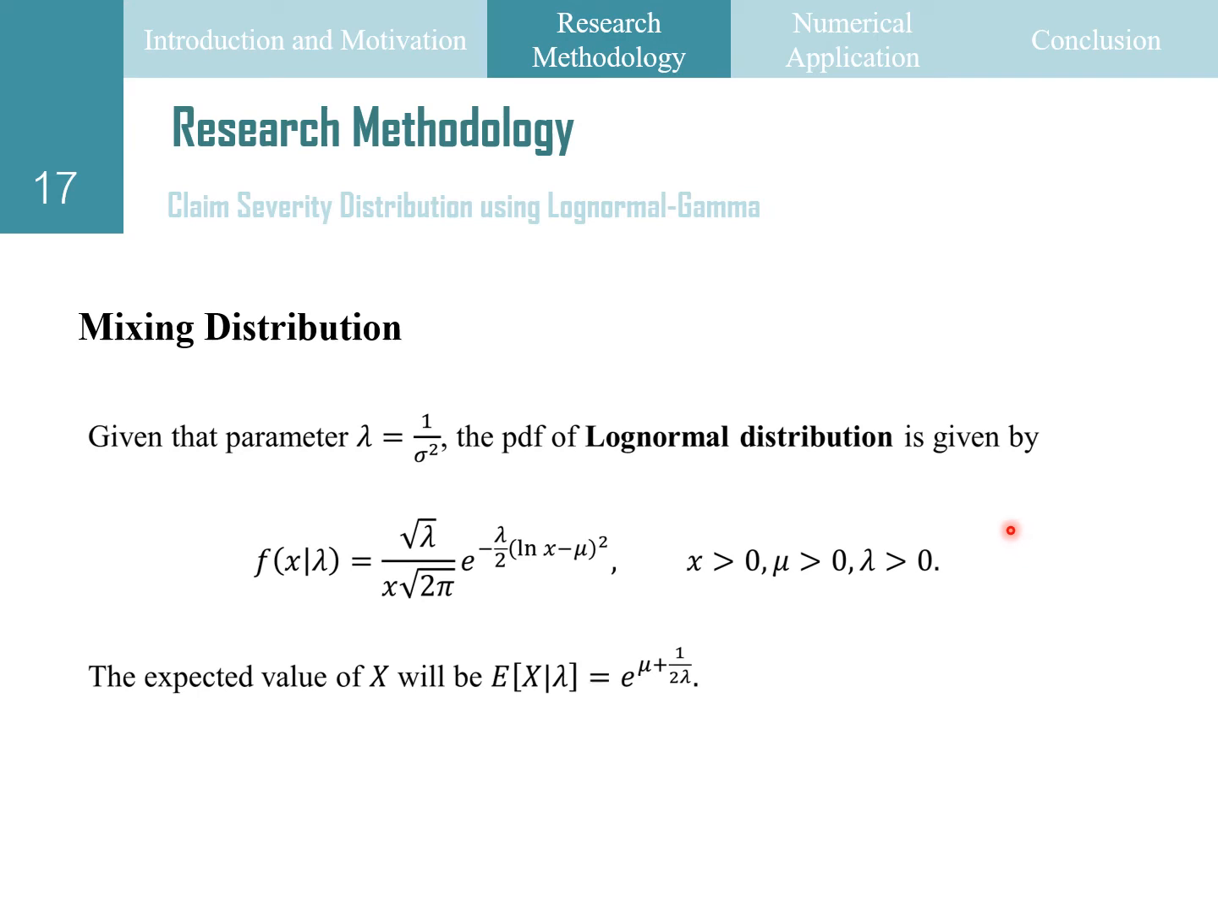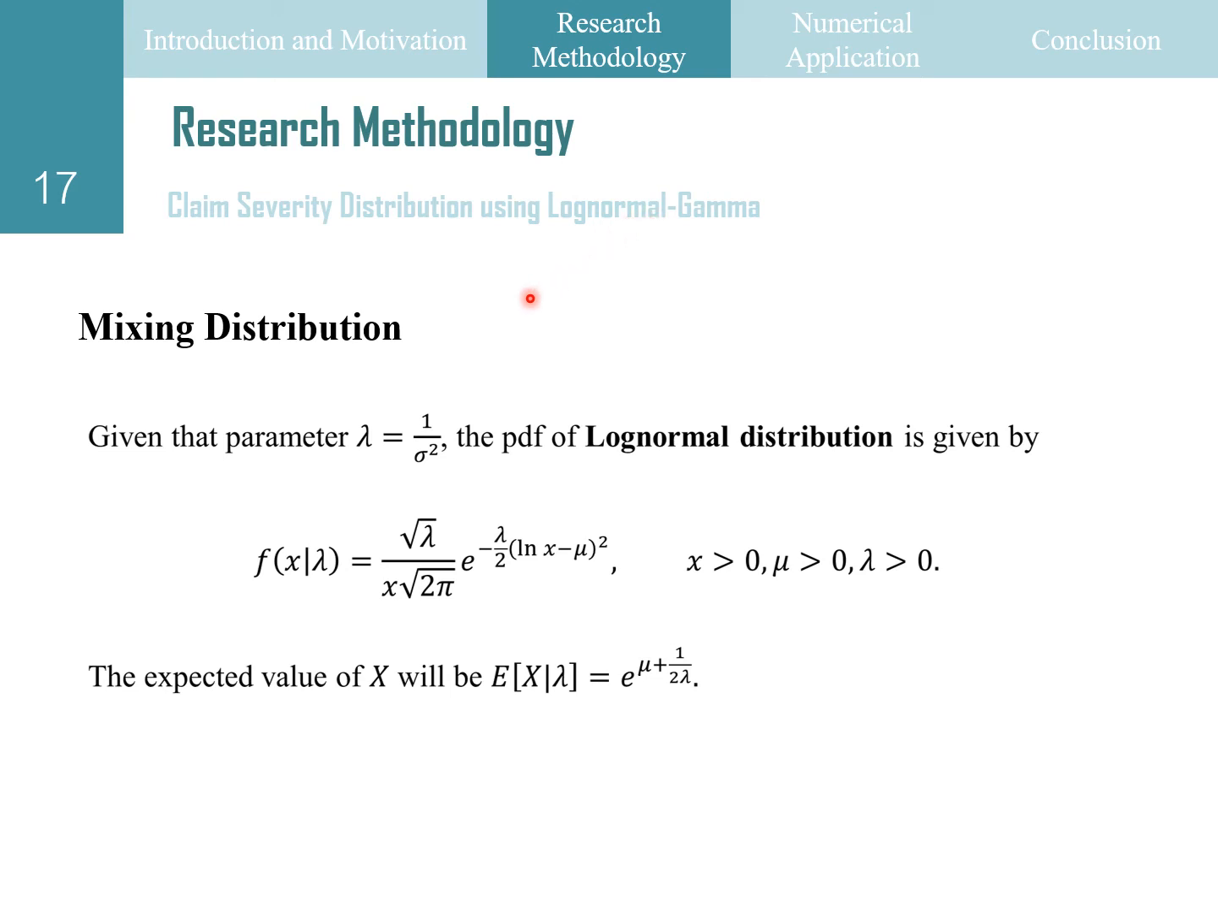Now I'm going to present the claim severity distribution using log-normal gamma. In an insurance portfolio, heavy-tailed distributions such as gamma, log-normal, Weibull, Pareto, and Burr are commonly used to model claim severity distribution. Since mixing these claim severity distributions with a prior distribution gives a thicker tail, the mixed claim severity distribution provides a better fit to the claim severity data.